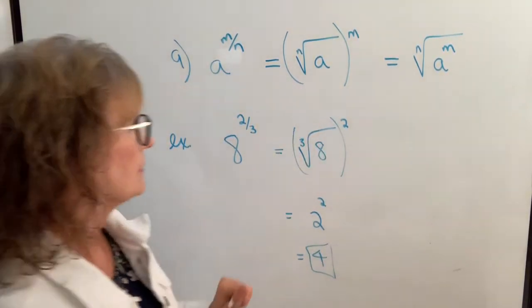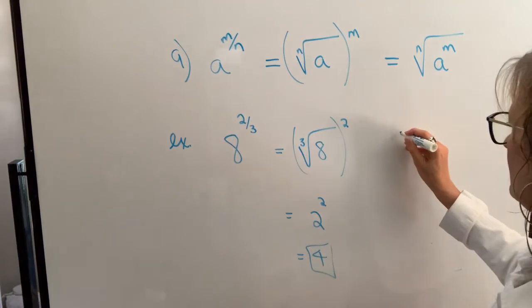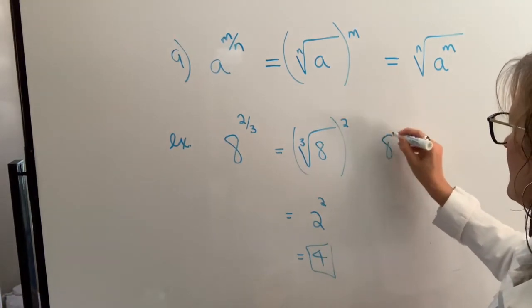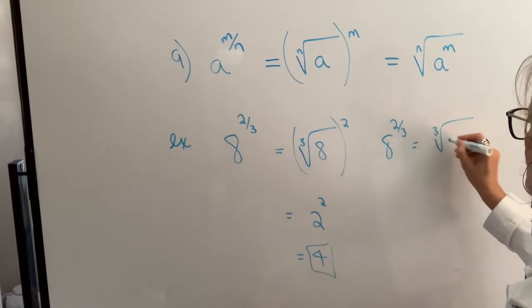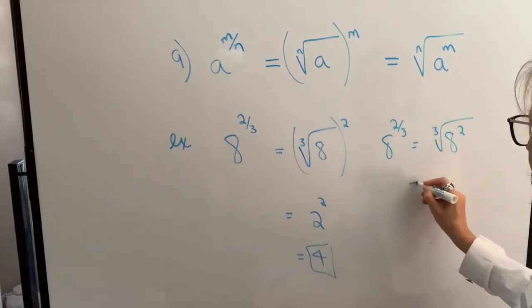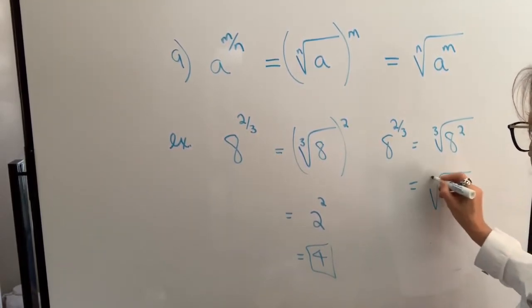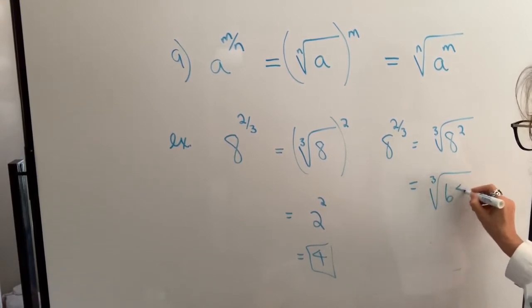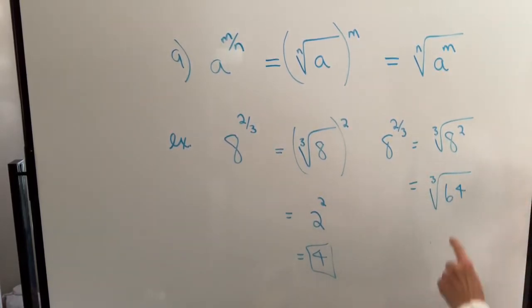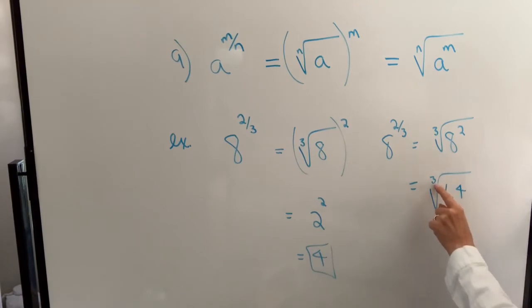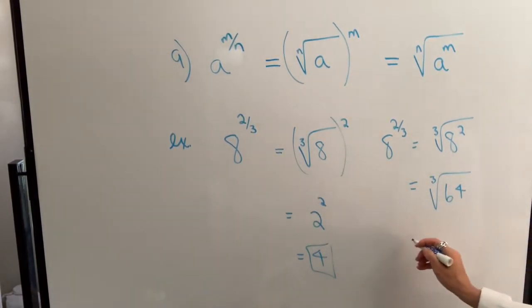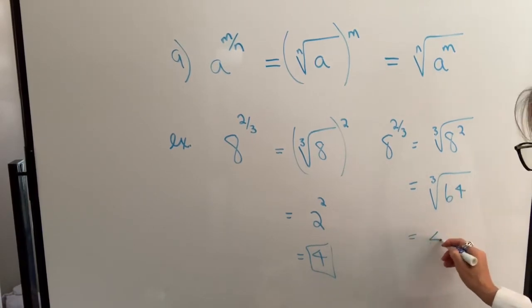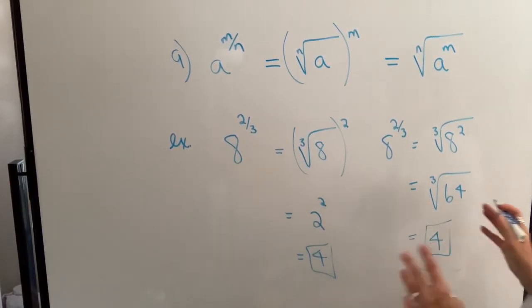I can do it using this definition as well. I can say 8 to the 2/3 is also equal to the cubed root of 8 squared, which is the cubed root of 64. Now, when you do this definition, it's harder to find the cube root of a larger number. That's why the other might be easier, but the result is still 4, whatever way you go with it.